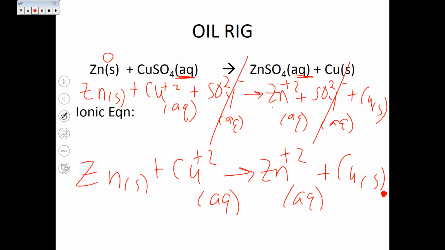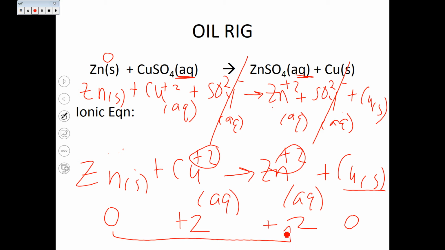Now that we have the ionic equation, let's take a look to see which element is being oxidized and which element is being reduced. Because zinc does not have an oxidation number, we say that its oxidation number is 0. If you are an element by itself, whether it's a single element or a diatomic element, its oxidation number is 0. Copper's oxidation number is simply what its superscript is. Zinc over here is +2, and here copper is a solid, so it does not have an oxidation number. So we see that zinc starts as 0 and it ends up as +2.